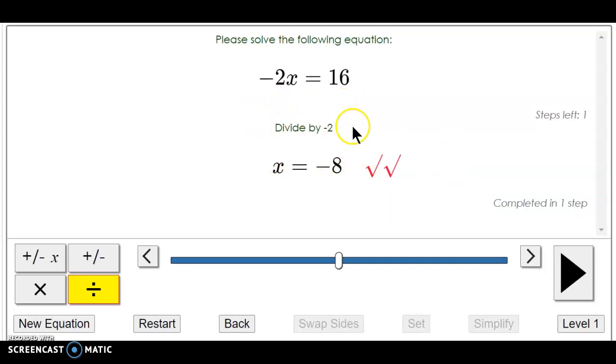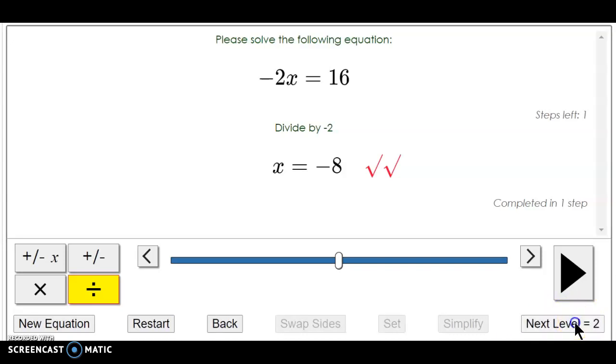So you don't have to worry about doing the math yourself. The software does it for you. You just focus on the strategy of what to do to eventually find out what x equals. At the moment, I'm working on level 1, which is pretty easy. I can choose a different level. I'll show you level 3, right? That will be a harder level.